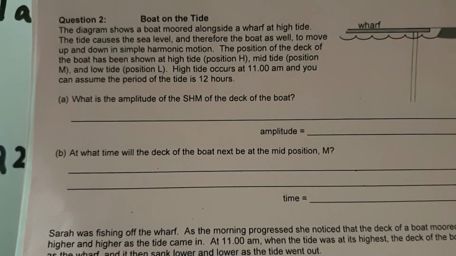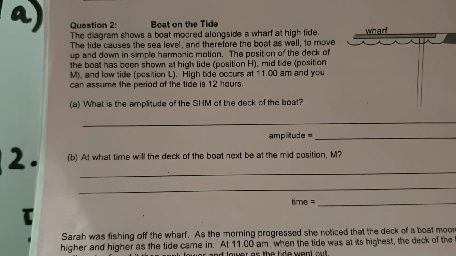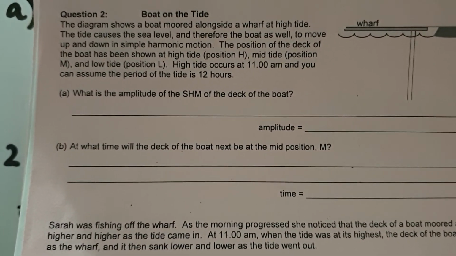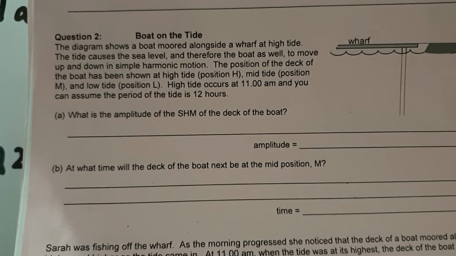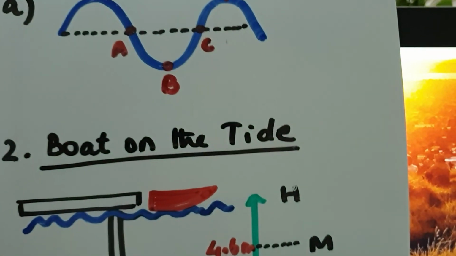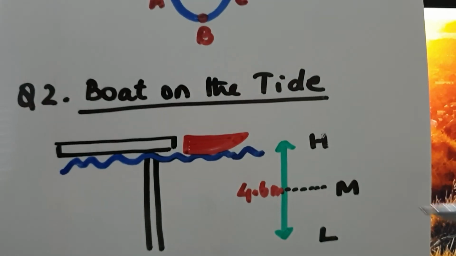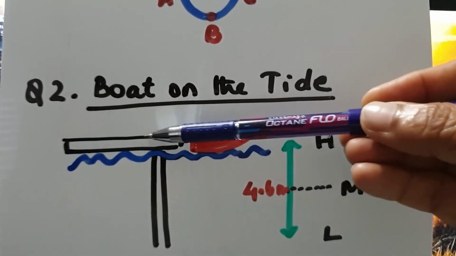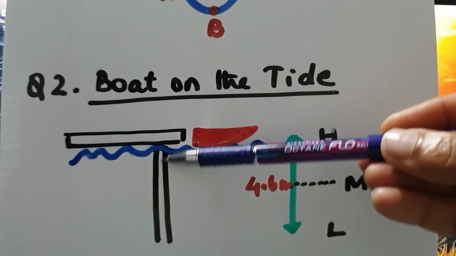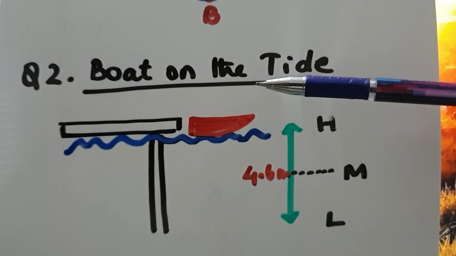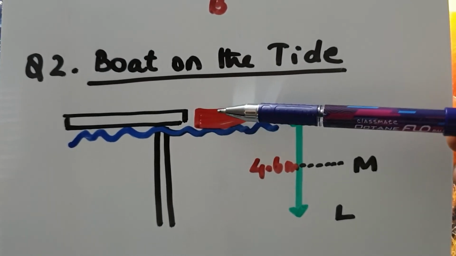And then you've got to calculate the amplitude, and then you've got to say at what time will the deck of the boat be at the mid tide position. Okay, so we'll just do those 2 first and then move on to the next bit. So that's the wharf. That's where people step off the boat to get onto the land. So that's the pole that's supporting the wharf, and there's water. So there's your sea or river or whatever. And this red thing is the boat.